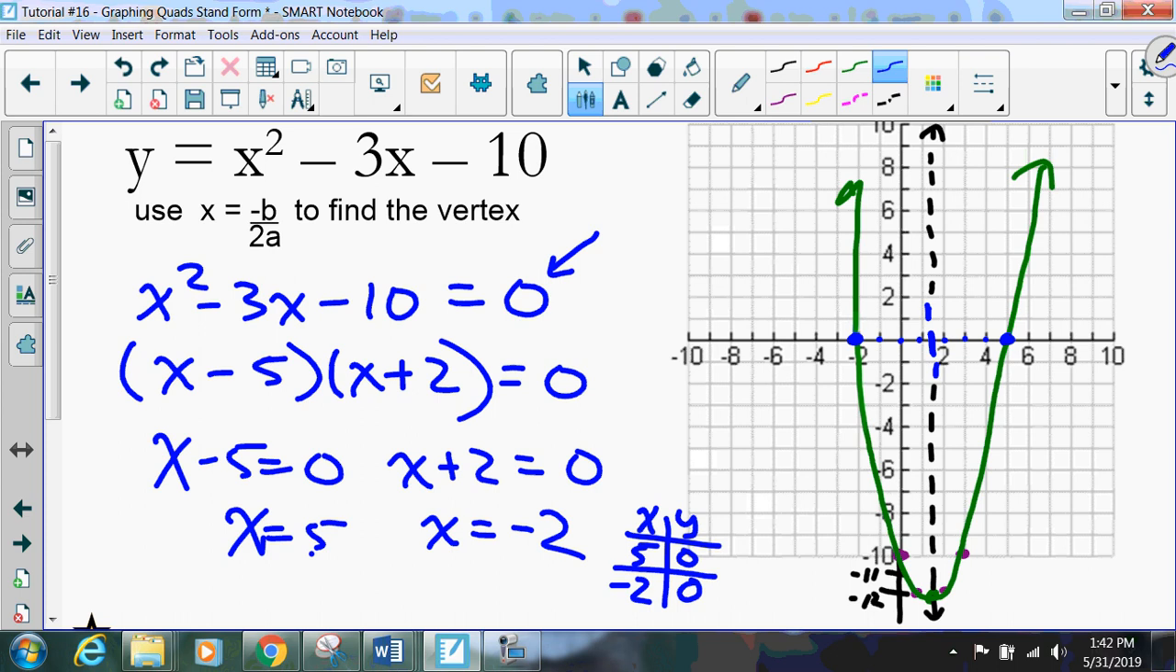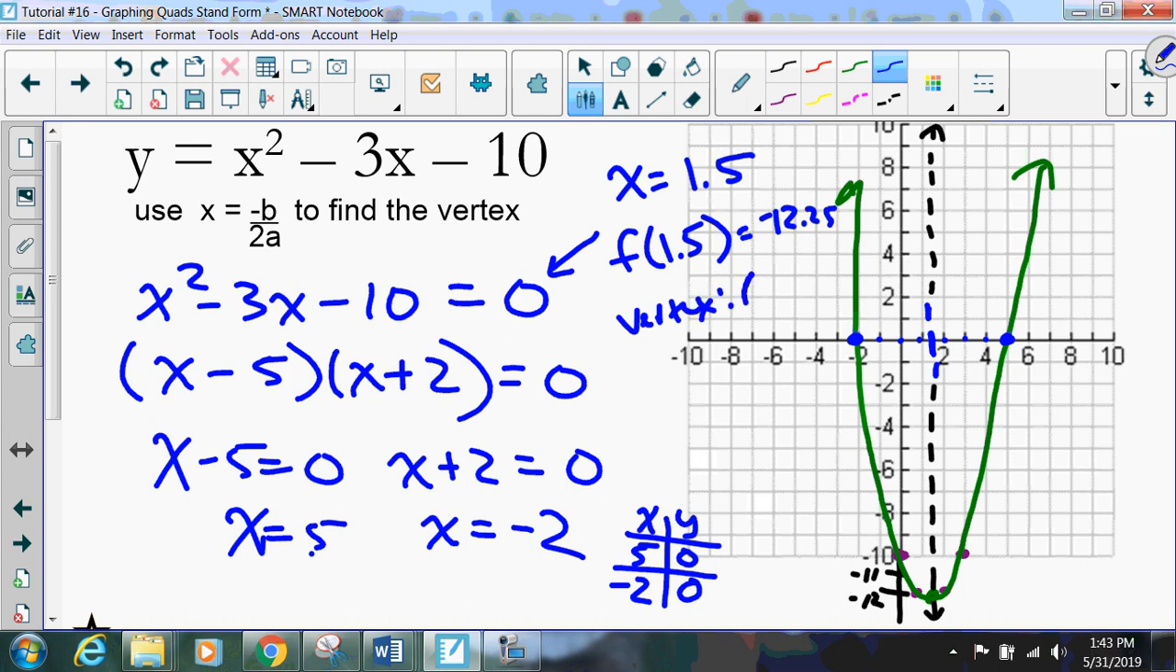And so once I did that, I would say, oh, so the midpoint, the axis of symmetry, is when x is equal to 1.5. And all I need to do is find what f of 1.5 is equal to, which we already did that work. We know it was -12.25. And there we go. I would already have found my vertex.